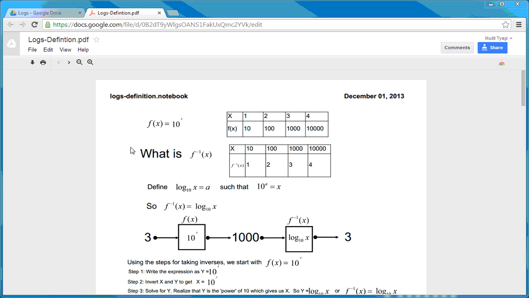Okay, let's study logs. So let's consider the function f of x equals 10 to the x.